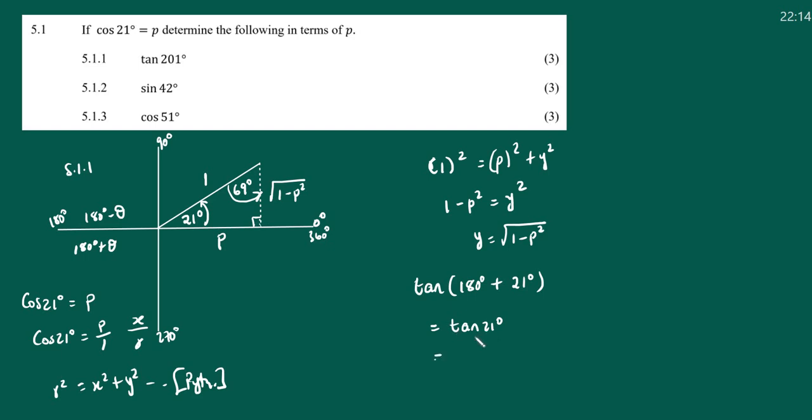And then what do you know? Since it's tan, you simply say tan is opposite over adjacent. The opposite to 21 is this one, the adjacent is this one, p. So the answer here will be the root of 1 minus p squared over p. We give you a mark for the diagram, a mark for reducing, and then a mark for the final answer. Right. So that is how we would deal with it there. Then 5.1.2.